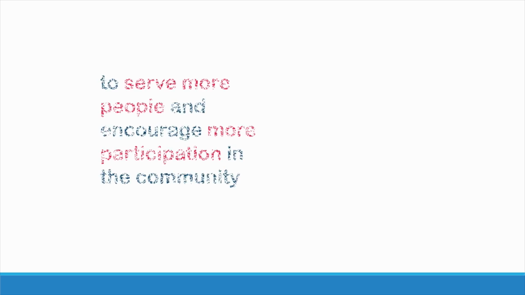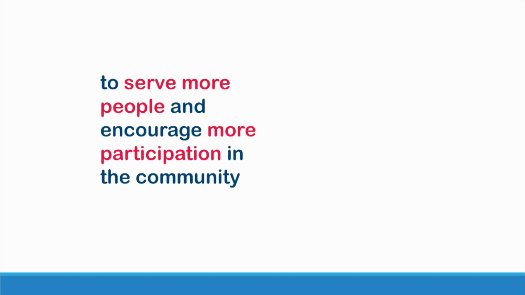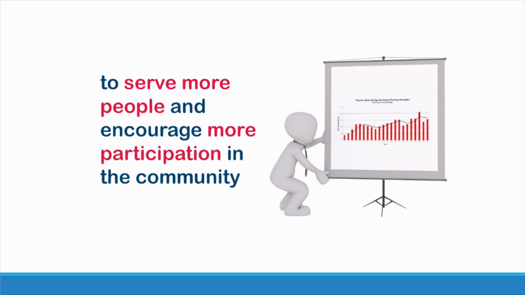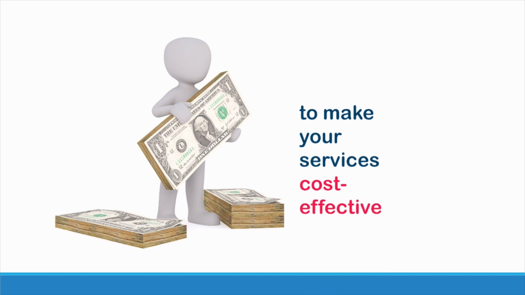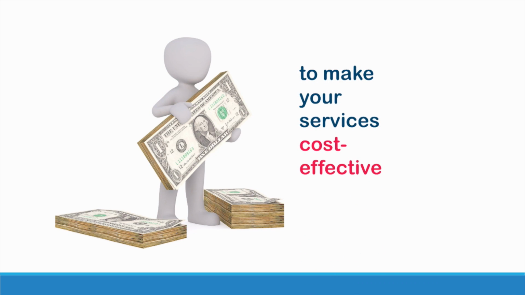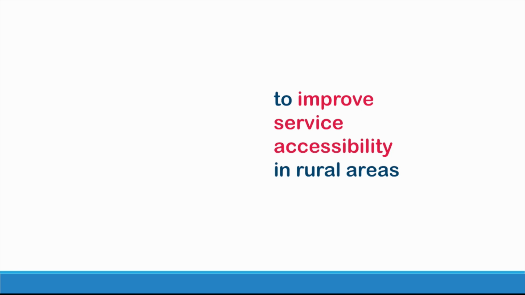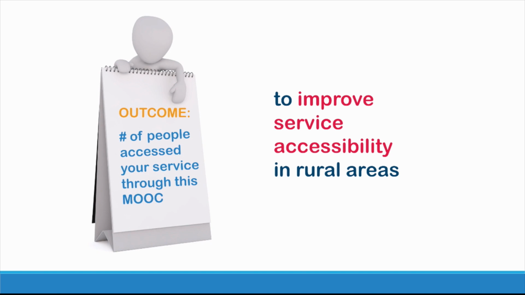If your answer to those why questions was, you'd like to serve more people and encourage more participation in the community, then put down a number for this goal. If your answer was cost effectiveness, then define an outcome showing the cost effectiveness. If you mentioned improving service accessibility in rural areas, then you have to show how many people who live outside the metropolitan area would access your service through this MOOC.